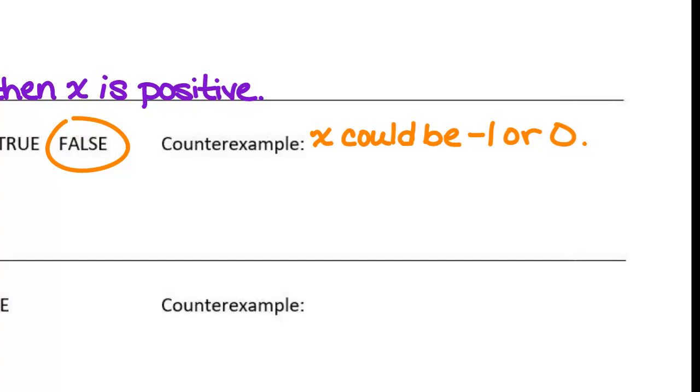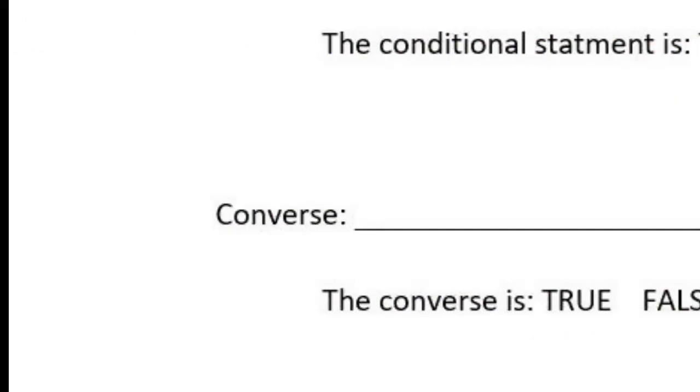Yes. Could it be -1.5? Yes. Could it be -1.99? Yeah, all of those work. All we needed was one example to show that it's false. So x could be -1, or 0, or any of those things in between -2 and 0 on the number line, because we want x to not be positive but still be bigger than -2.